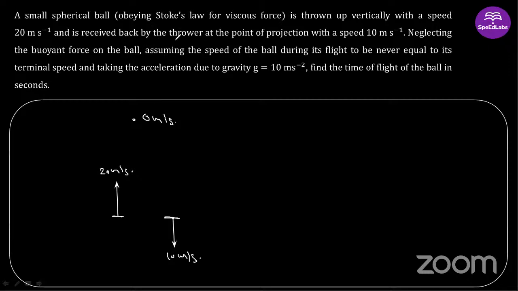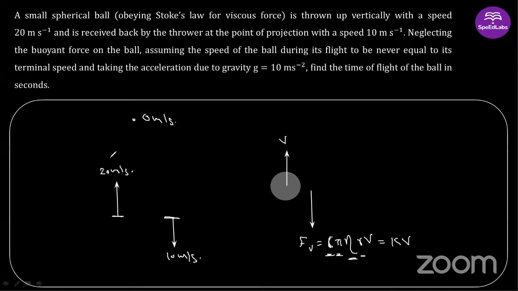They are saying that it is obeying Stokes' law for viscous force. What does that mean? For an object moving with velocity v, there is a viscous force in the opposite direction, given by the formula 6 pi eta r v. Here 6 is not changing, pi is not changing, eta is the coefficient of viscosity which is constant, and the radius of the spherical ball is also constant. So can I say it is nothing but kv?